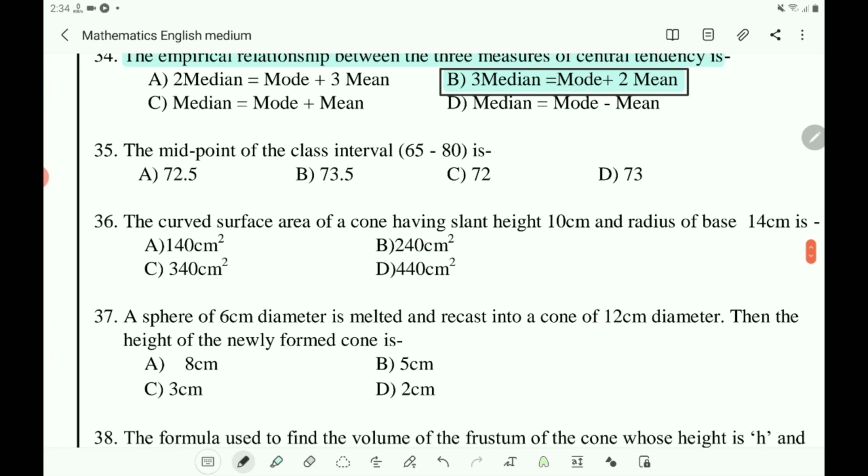Then you take the question number 35. The midpoint of the class interval 65 to 80. Midpoint means sum of upper limit plus lower limit divided by 2. That is 65 plus 80, 145 divided by 2. 2 sevens are 14 and 2 twos are 4. So we will get 72.5. So what is the answer here? Option A.